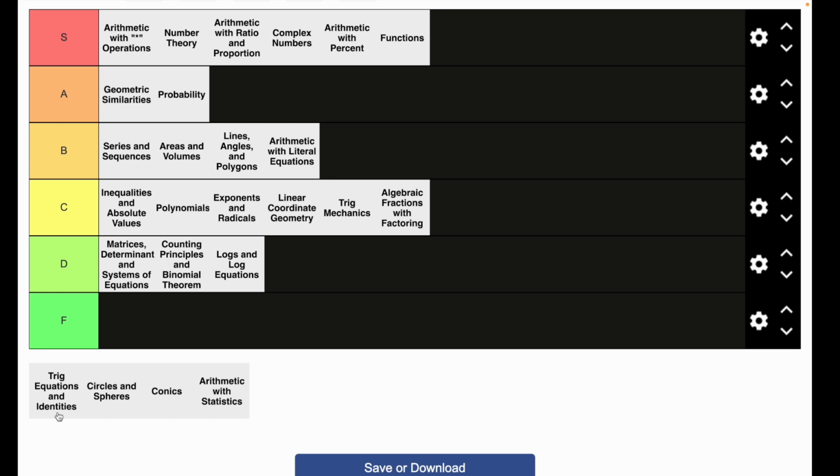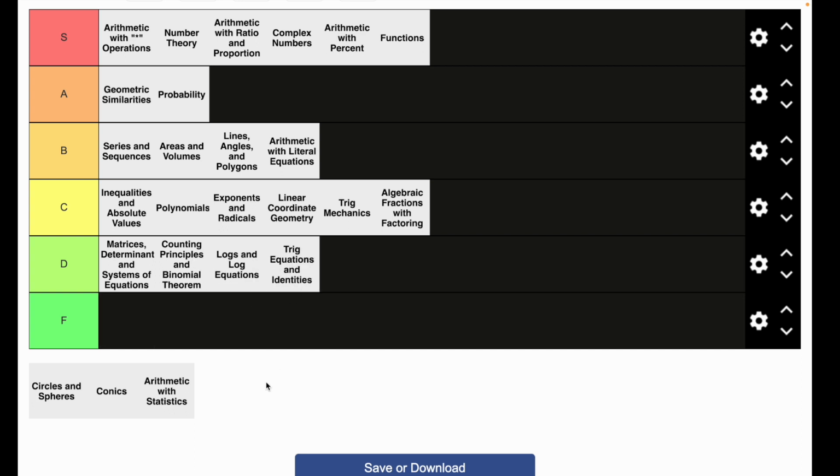Trig equations and identities. D tier. Again, it combines a couple things, trig equations and trig identities. If it was just one or the other, I'd put it a bit higher. Trig identities can be a lot of fun when you know the identities, at least the basic ones, the reciprocal and Pythagorean identities. Those really aren't too bad. But then trig equations requires knowing the unit circle. And the unit circle, again, isn't too bad if you know it very well.